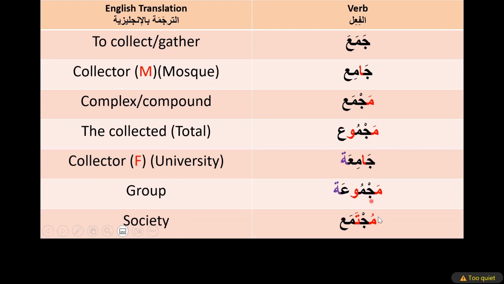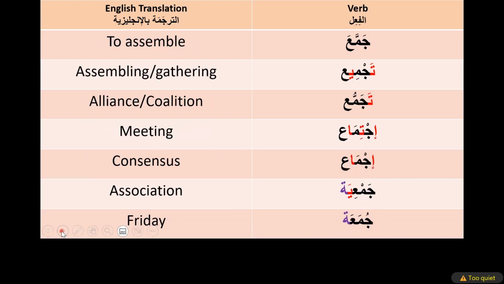Majmu'a is group. Mujtama'a is society. As you can see, all these verbs or words have in common some sort of collection or collectiveness, gathering or grouping together. All right, moving to the next one.